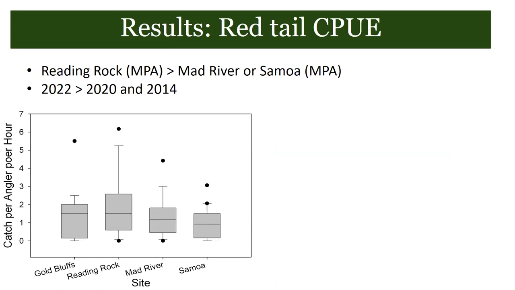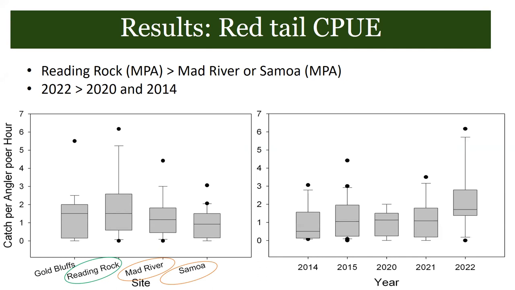So I'm gonna show you sites or year on the x-axis, and then the y variable will be our response variable, of course. In this case, it's CPUE or catch per angler per hour. And what we found after 5 years of data is that Reading Rock, which is the MPA, had a significantly higher number of fish than Mad River or Samoa, one of which is an MPA, the other a reference site. And we found more fish during 2022 than the other 4 years. In particular, statistically more than 2020 and 2014.